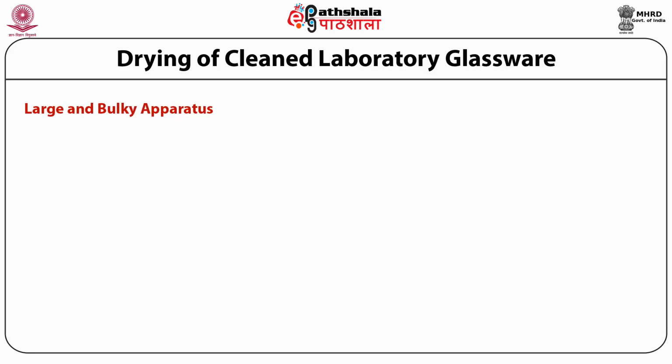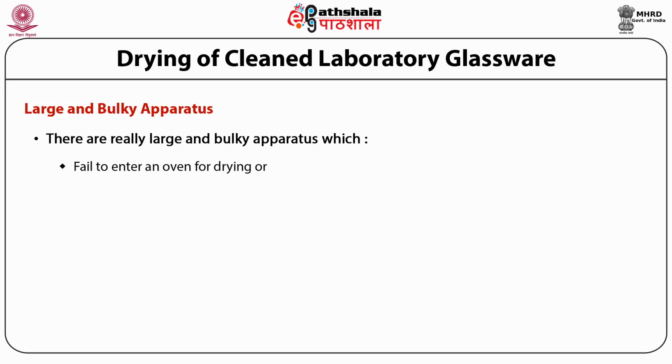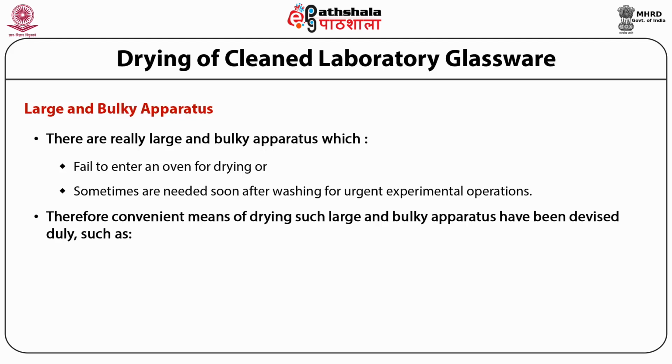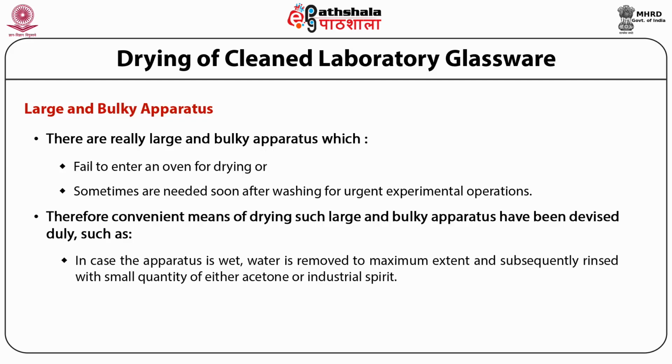There are really large and bulky apparatus which fail to enter an oven for drying, or sometimes are needed soon after washing for urgent experimental operations. Therefore, other viable, effective, and convenient means of drying have been devised. In case the apparatus is wet with water, the latter is removed to the maximum extent and subsequently rinsed with a small quantity of either acetone or industrial spirit.